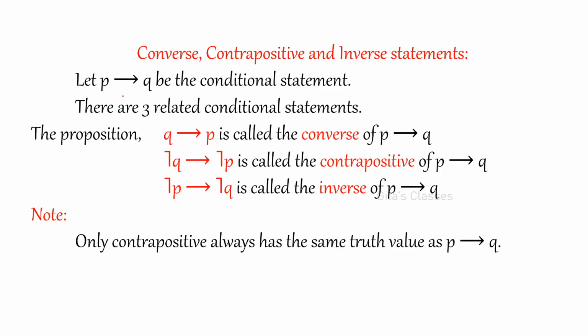For every conditional statement, you can write three related conditional statements: converse, contrapositive, and inverse. What is converse? If you write Q conditional P, it will become converse. Not Q conditional not P will become contrapositive. Not P conditional not Q will become inverse. The contrapositive and the given conditional statement will have the same truth values.